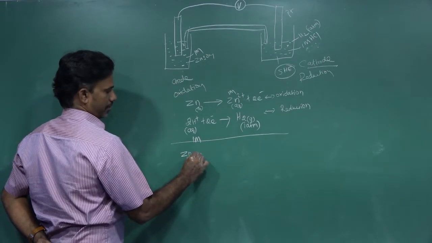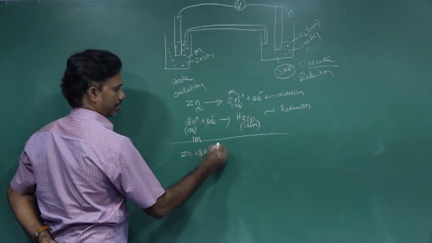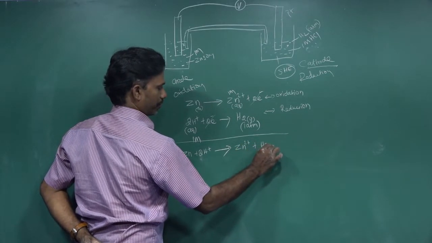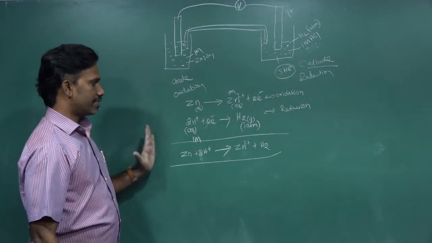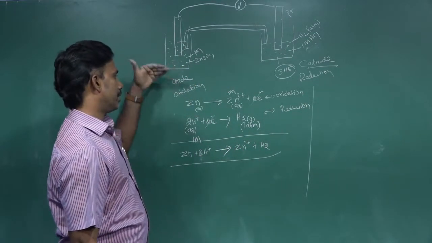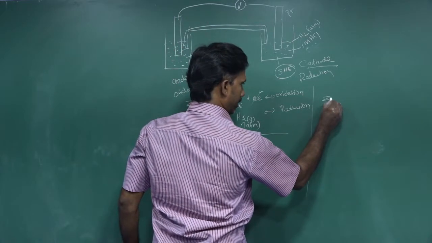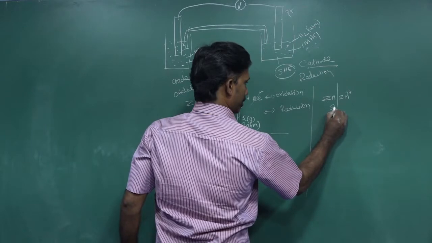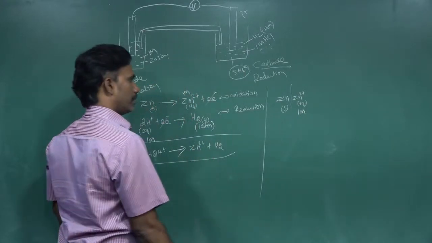Then the overall reaction: Zn plus 2H+ gives Zn2+ plus H2. This is the overall cell reaction, not the cell notation. Based on the cell reaction, I am going to write the cell notation here. What is the anode compartment? What is happening there? Zinc is oxidized. So first we write the metal, zinc, then the metallic ion, Zn2+. The metal is solid here, the ion is aqueous, 1 molar concentration. Everything should be mentioned.